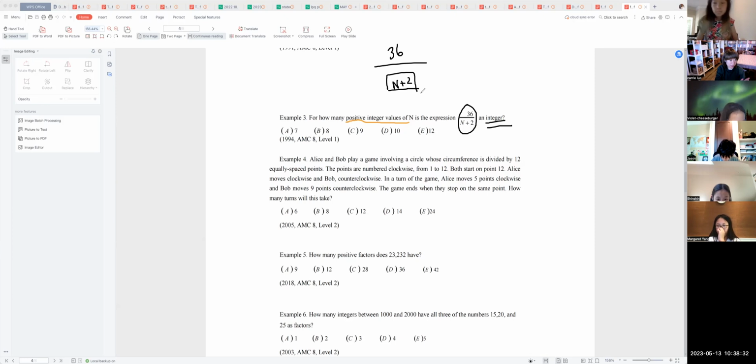Okay, so this is how I get the answer. So first of all, the question says I want to find the value of n that makes this expression equal to an integer. When something is divided by something and the answer is an integer, that means 36 divided by n plus 2 has no remainder. On the other hand, it means 36 is divisible by n plus 2. On the other hand, n plus 2 is a factor of 36.